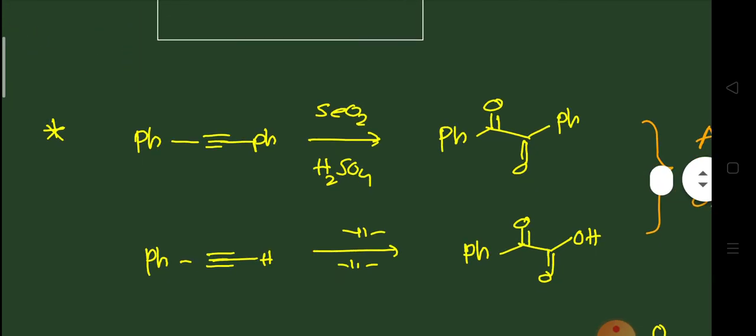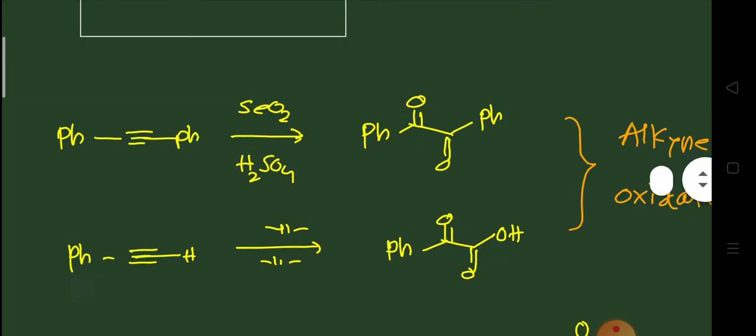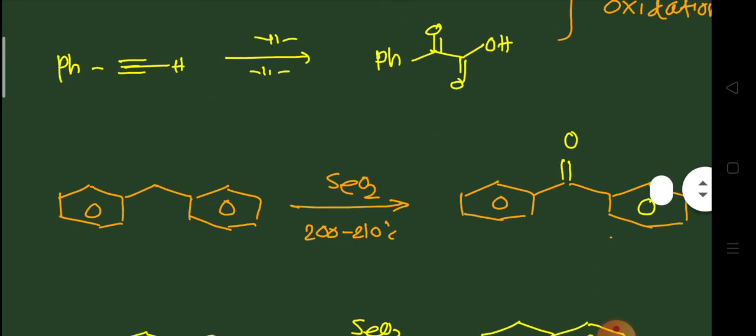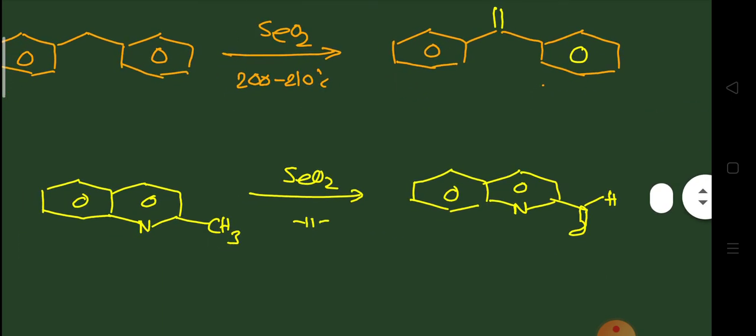Then another application is what, some miscellaneous applications are there. Whenever we have triple bonds, they are again converted to a 1,2 dicarbonyl compound, like this, and whenever an sp hybridized carbon with hydrogen is there, it will be converted to what, carboxylic acid. This is an example, diphenyl methane will be converted to benzophenone. Here this is the most important example where 2-methyl quinoline is given, and that will be treated with selenium dioxide, it will be converted to 2-formyl quinoline, like this.